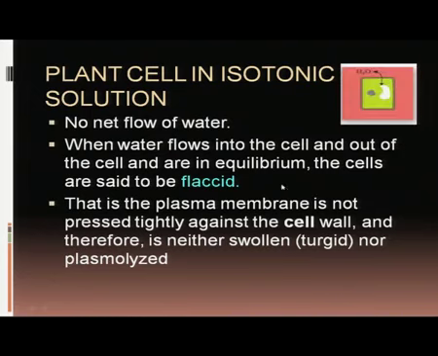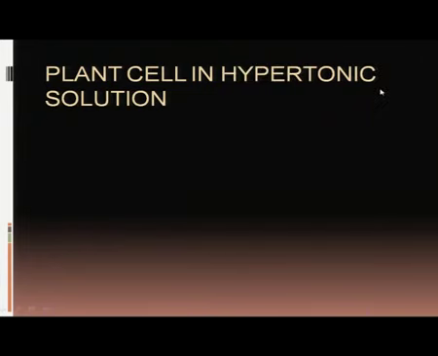Lastly, this is the diagram of a flaccid cell placed in an isotonic solution. There is no net flow of water. These arrows depict that water can come out or go in easily and freely.